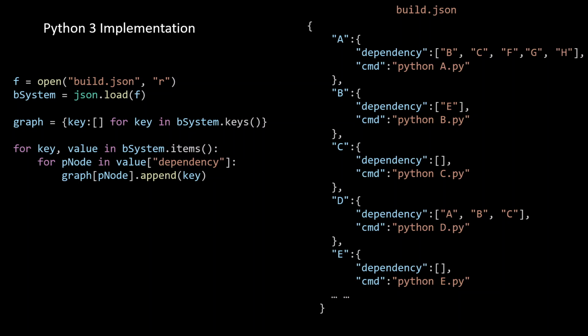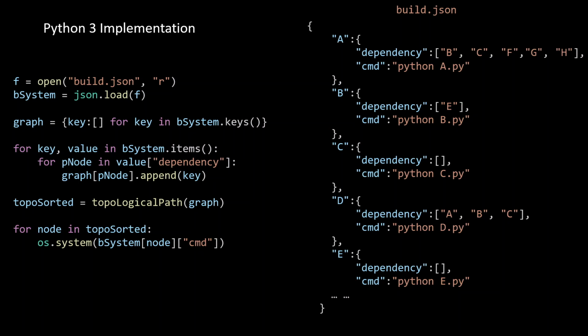Then after the graph is created, we pass it to the topological sort function that we created in the previous video. It just creates a topological sort order of the graph that we created, then returns a list of the tasks in the order in which they need to be executed.